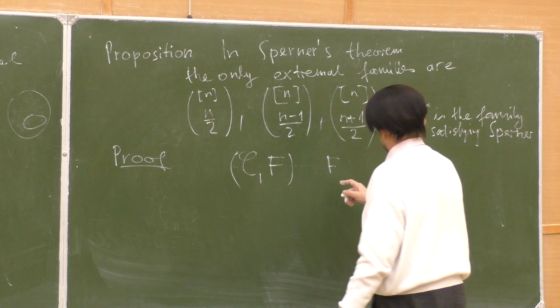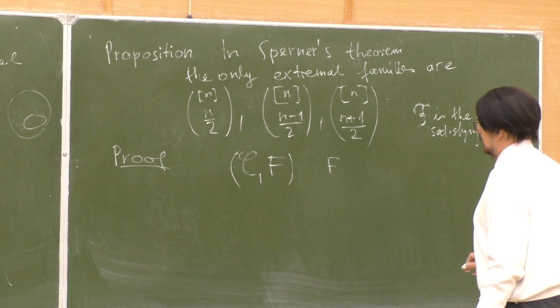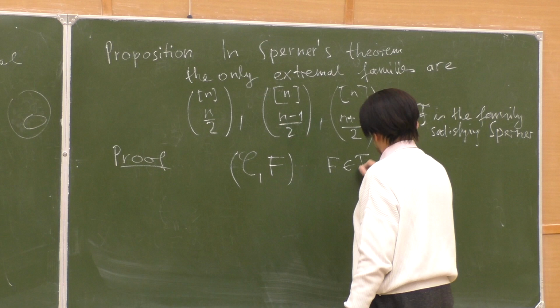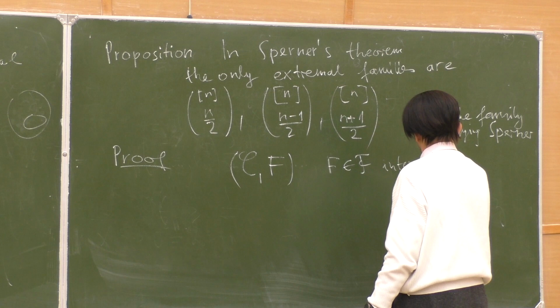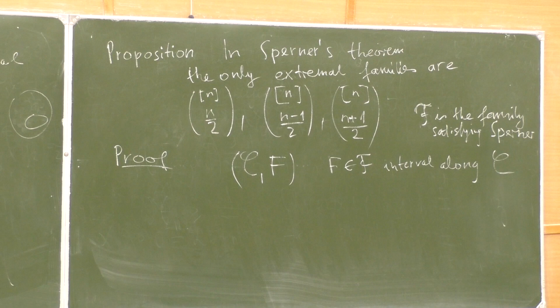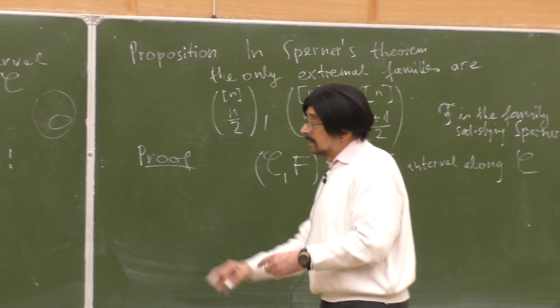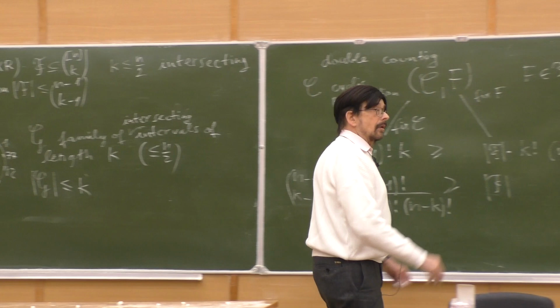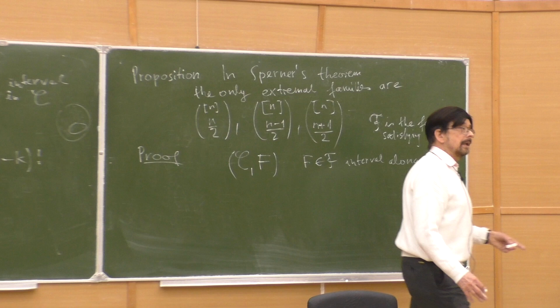And F is in the family, and it's an interval along C. So we do the same thing again, that we mix the elements in a cyclic way, and we consider those members of the family which become an interval here.